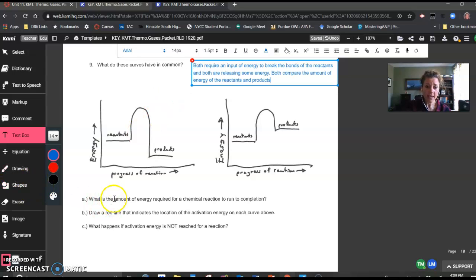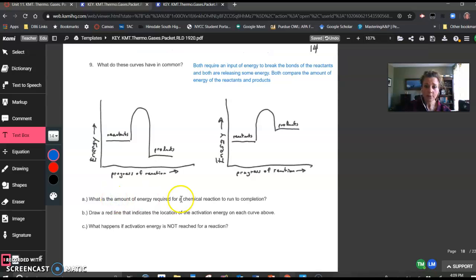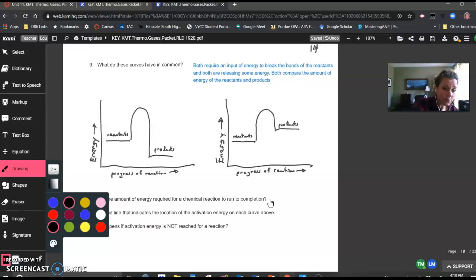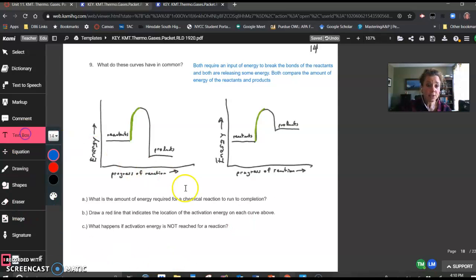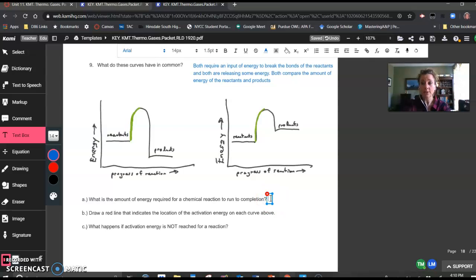Letter A is asking us, what is the amount of energy required for a chemical reaction to run to completion? There's actually a term that is used to describe the amount of energy that needs to be added to a reaction in order for the reaction to run to completion. And this term is called activation energy. And it says, draw a red line that indicates the location of the activation energy on each curve above.